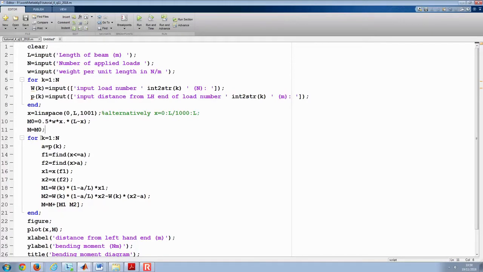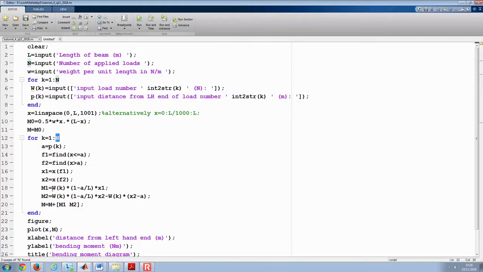So for k equals 1 to n, k is a scalar counter, and every time the loop is entered, k will have a different value. It starts with 1 and increases up to n, where n is the number of loads. That's where the loop terminates. Okay, every time the loop is entered, I'm going to update m with the bending moment distribution from an individual load.